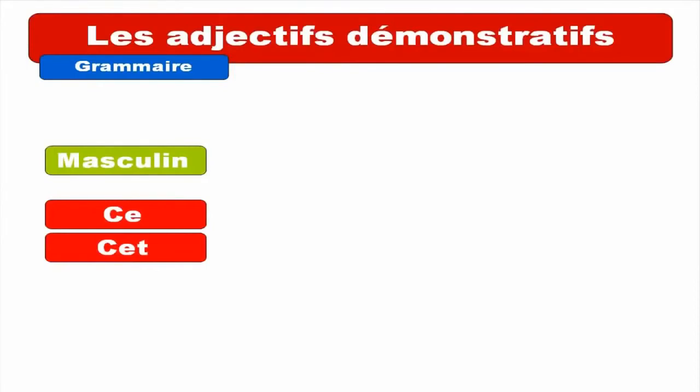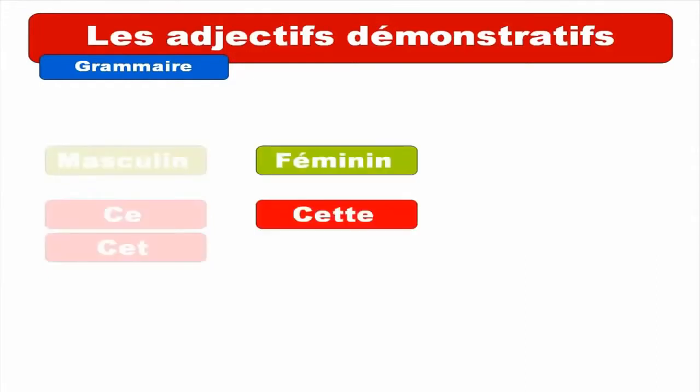Okay, so regarding the masculine form, you will have actually two forms. The first one is se, and the second one is set. Okay, so repeat, se, and then set. All right. Feminine form, set. Okay, so repeat, set.